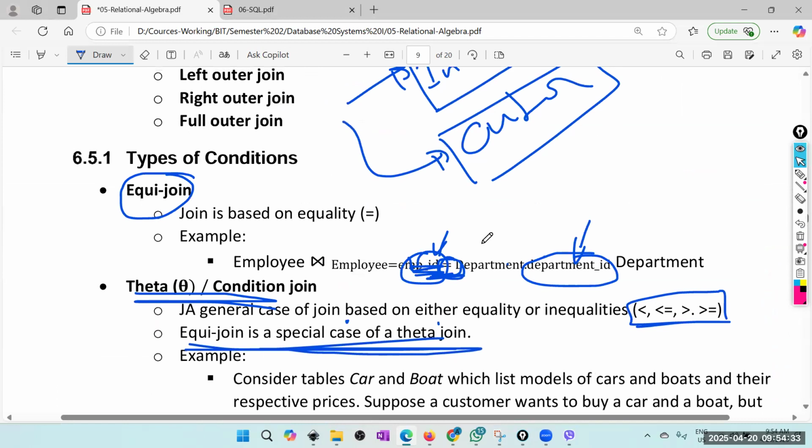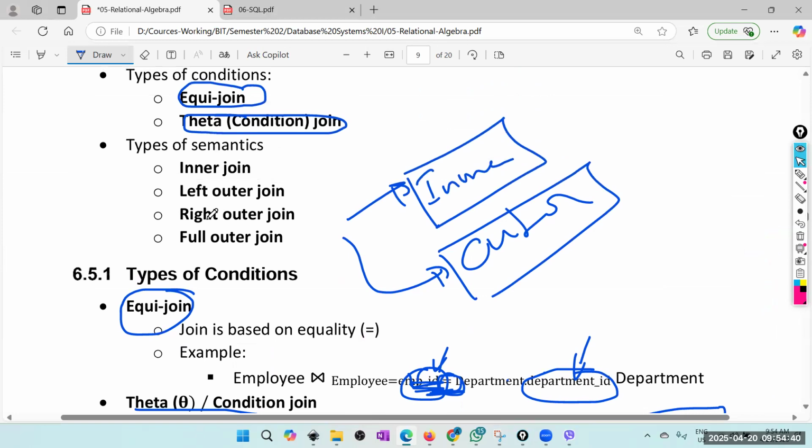Right. So that is equijoin versus theta join or conditional join. Already we have discussed what is inner join, left outer, right outer, and full outer. This is a different classification. This is another classification, but this is the most important classification.